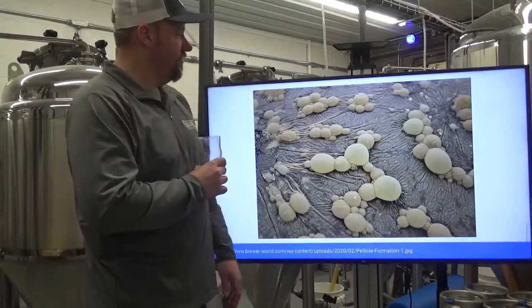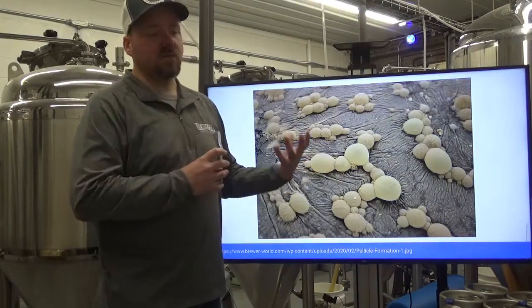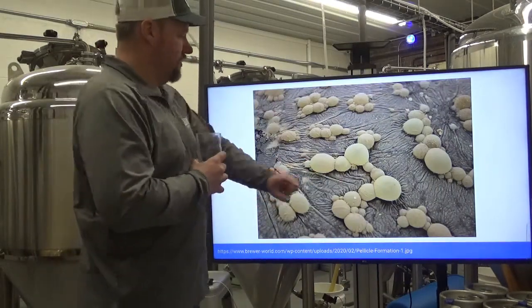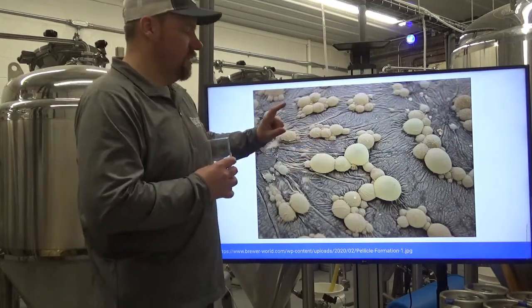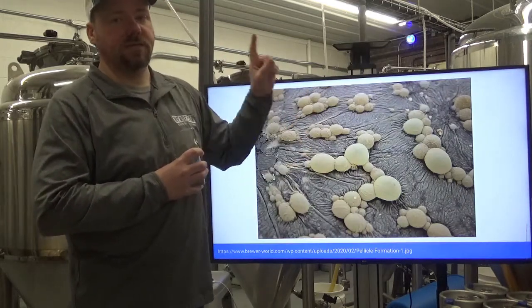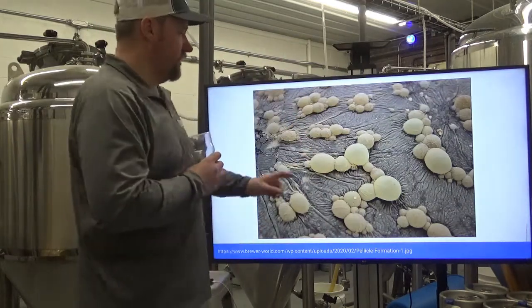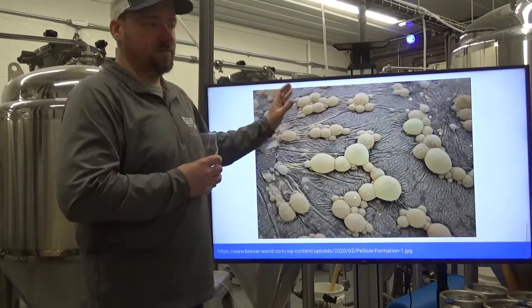And here we have an example of a pellicle. Could be yeast or bacterial in nature. There's no way to tell who made that pellicle unless you look at it under a microscope, and then all you'll be able to tell is whether it's yeast or bacterial. You're not going to be able to tell, oh yeah, that's Brettanomyces. No, it's going to look like yeast.